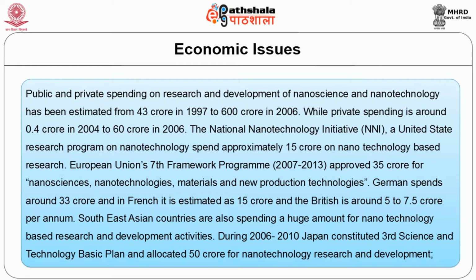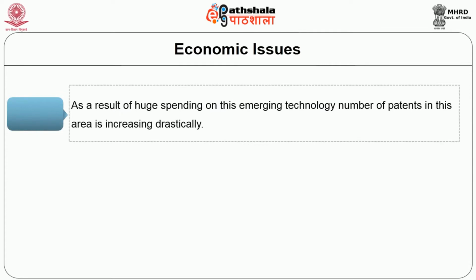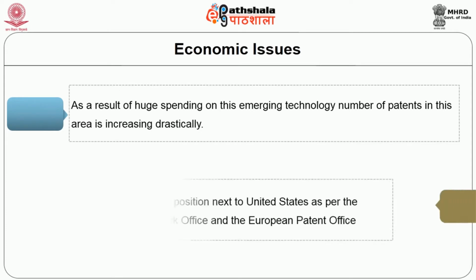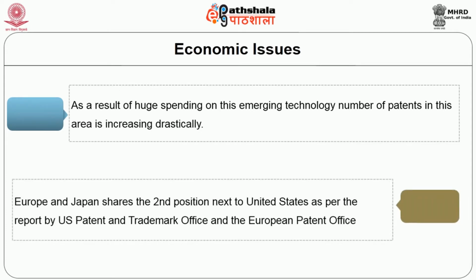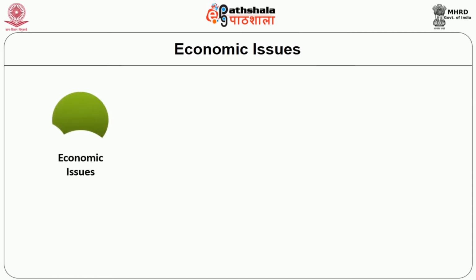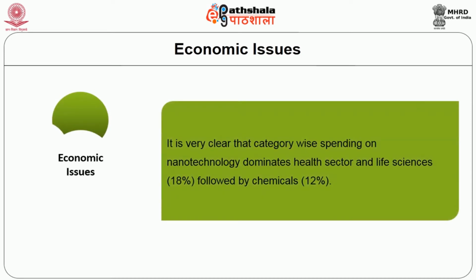technology research and development. As a result of huge spending on this emerging technology, the number of patents in this area is increasing drastically. Europe and Japan share the second position next to the United States as per the report by the US Patent and Trademark Office and the European Patent Office. From the figure, you can clearly understand that the category wise spending on nanotechnology dominates the health sector and life sciences, that is around 18%, followed by chemical industries, that is around 12%.